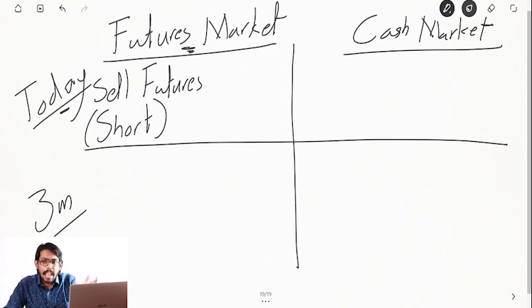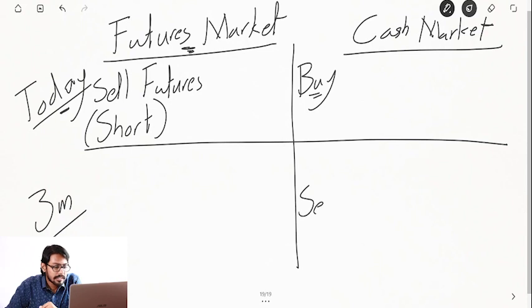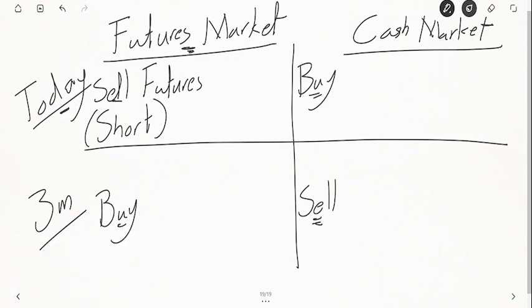What is the rule? Every column has to fill opposite. So here you are selling, here you are buying. Here you are buying means here you are selling. Here you are selling means here you are buying. So that's a circle. Sell, buy, sell, buy. That's the rule.